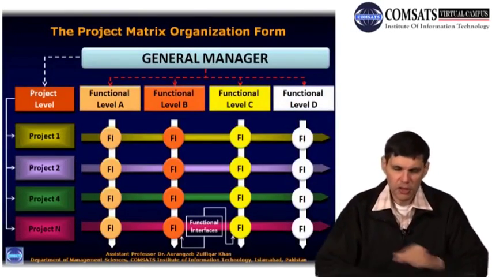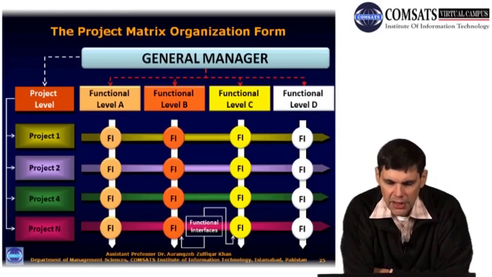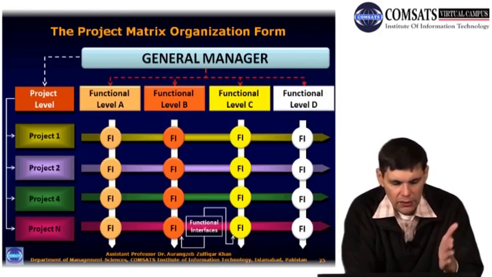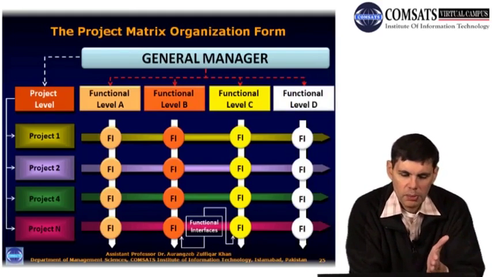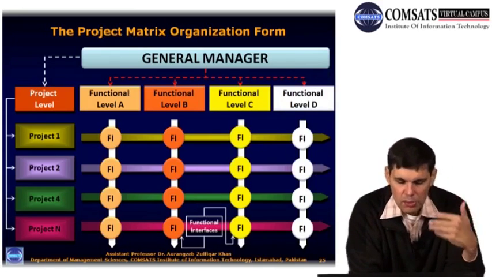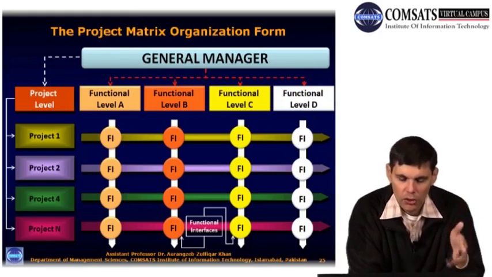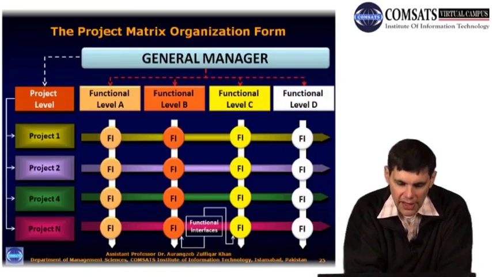Let us just take a look at this matrix form over here. I have prepared this slide for you, just an illustration of the concept which is underlying here. Right at the top you have a general manager or senior manager, could be a division manager, whatever, a senior executive. On the left hand side of this slide, vertically, you have the projects. What I call the project level is made up of different projects: project 1, project 2, project 3, project 4, project 5, project 6, and so on, up to project N, any number of projects which are ongoing at that particular time.